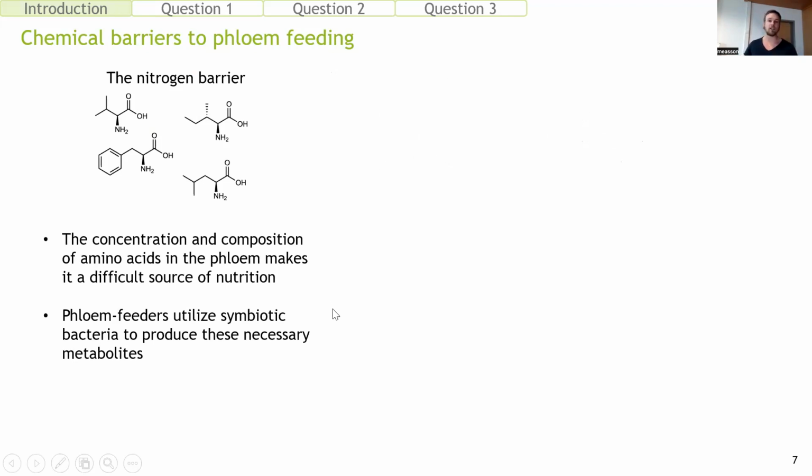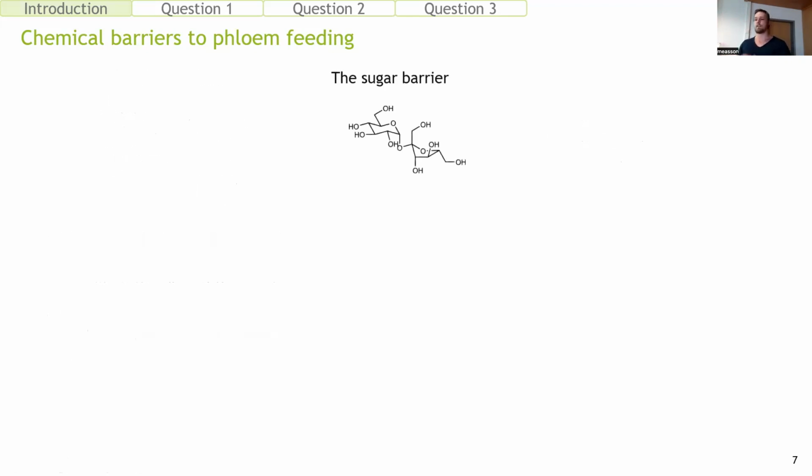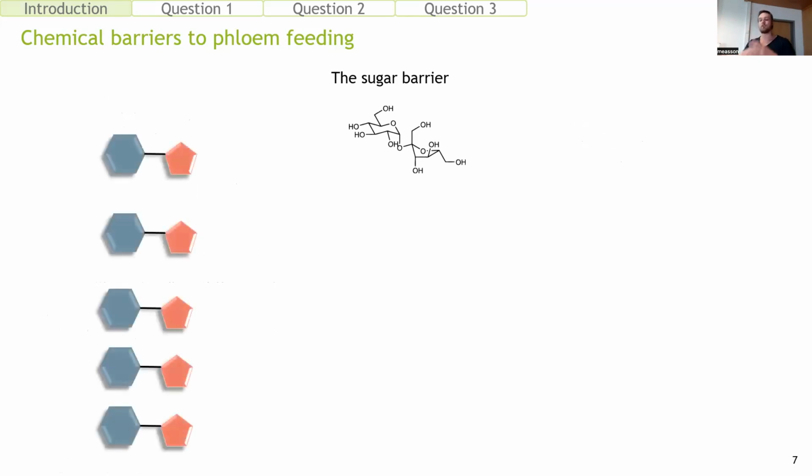And phloem feeders actually utilize symbiotic bacteria to overcome this, as they produce the amino acids for them. The second is the sugar barrier. This pertains to the extreme concentrations of sugar present within their food source. And when you feed on such high sugar-containing substrates, you're likely to dehydrate and die. And so these insects must be really good at osmoregulating.